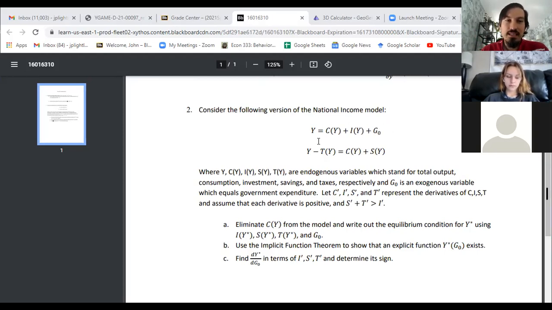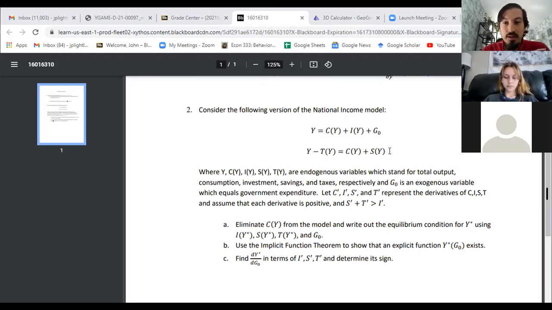This is sort of identically true. It's not true because of some behavior. It's true because that's just a way to split up Y into these three components. You know what I mean? So that's a very fundamental equation for national income.